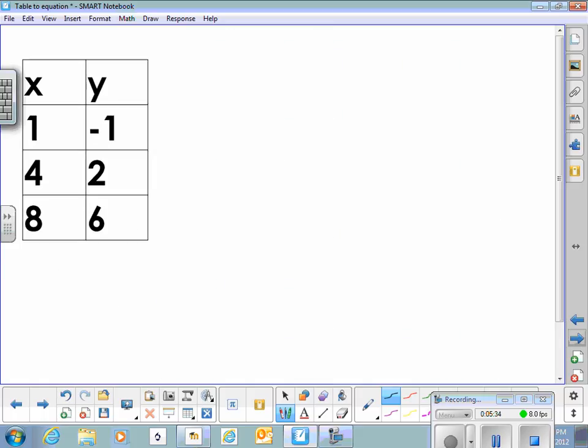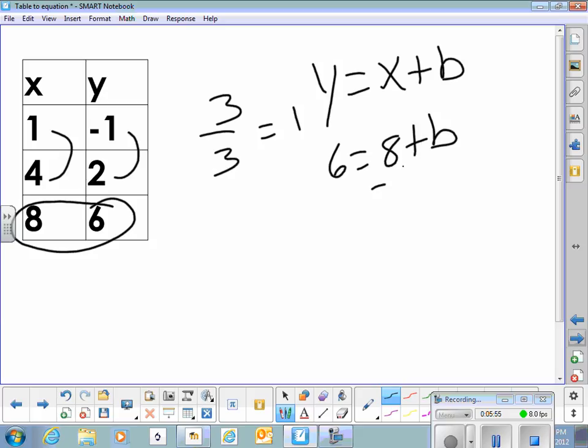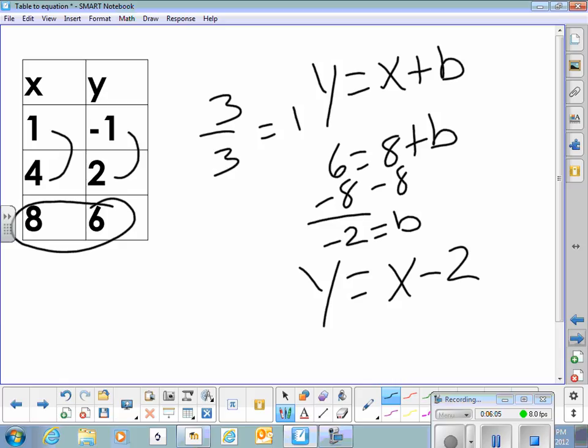Let's just do that mathematically. The difference between 2 and negative 1 is 3. The difference between 4 and 1 is 3. So we know that the slope is 1. Y equals x plus some number. Plug in a point. Choose any number. 8, 6. 6 is equal to 8 plus something. Solving, that number is negative 2. So we know the equation is y equals x minus 2. We could say plus negative 2, but it's easier to just say minus 2.